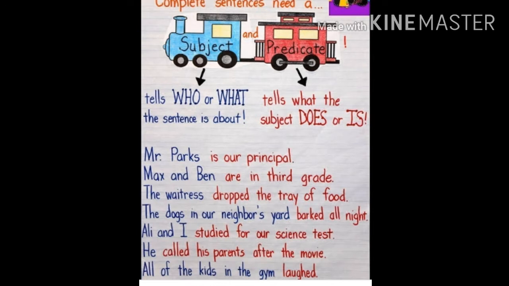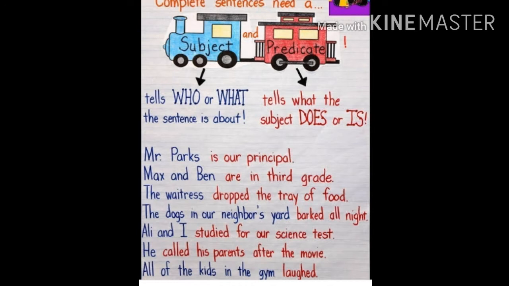Next, Ali and I studied for our science test. Now can you tell me about whom we are talking? Yes, Ali and I is the subject. And what are we discussing? Studied for our science test. So studied for our science test is the predicate here.